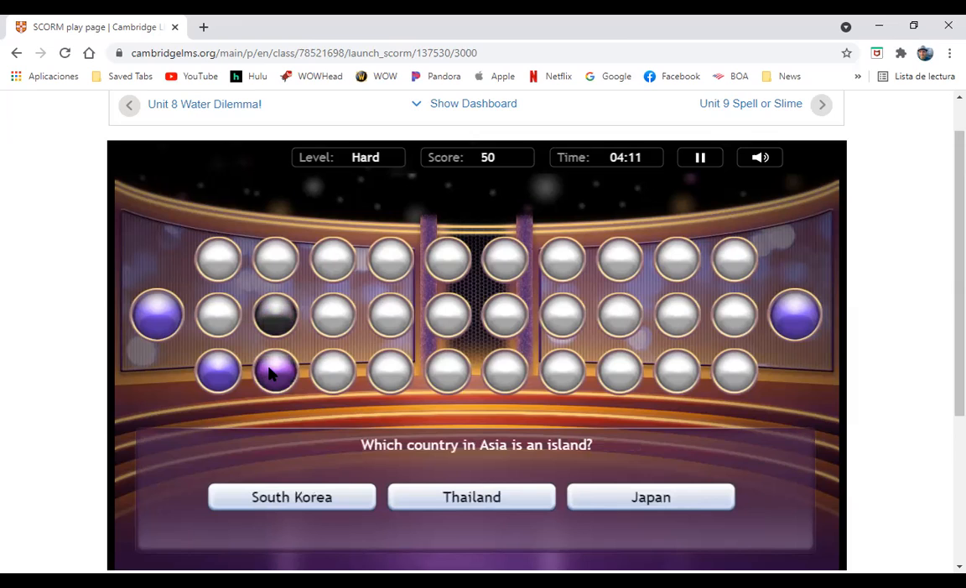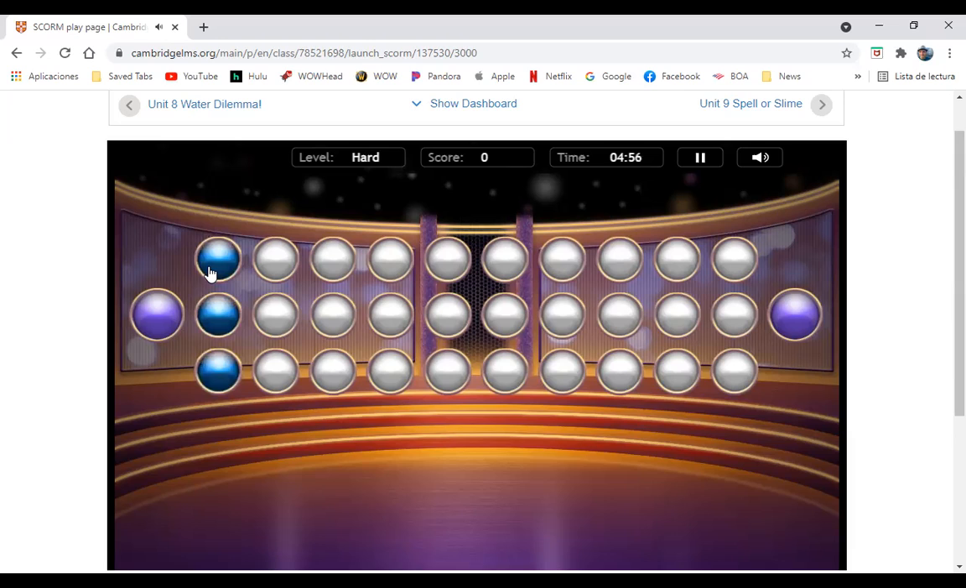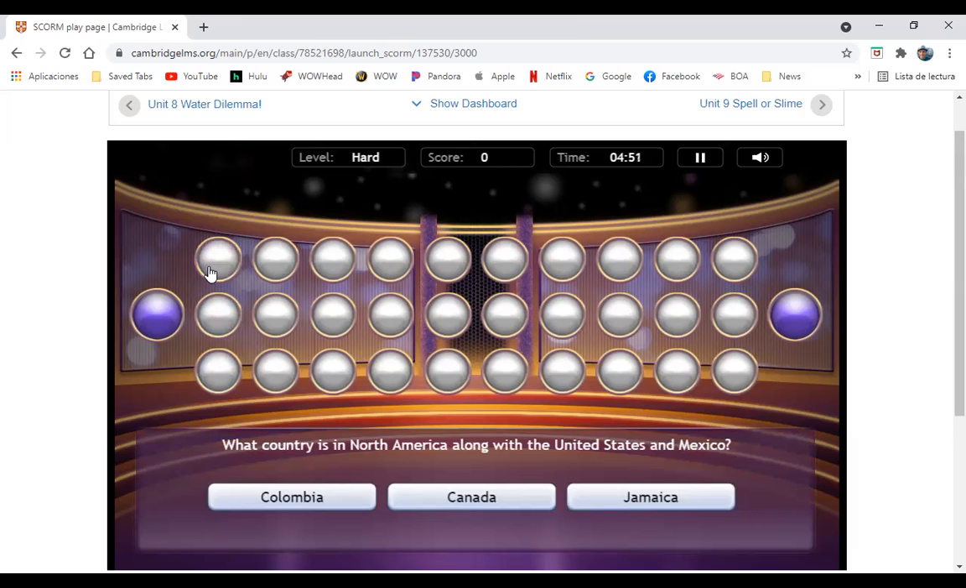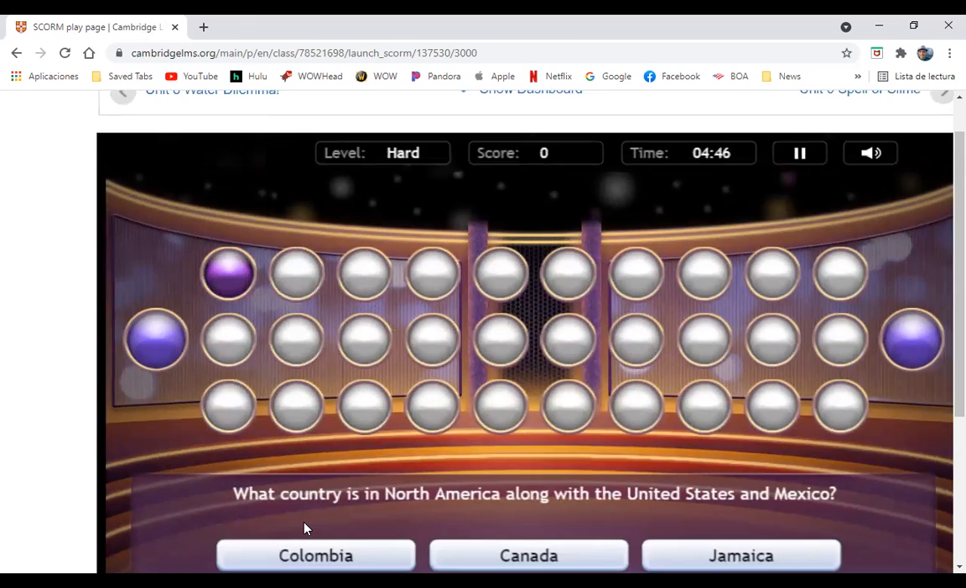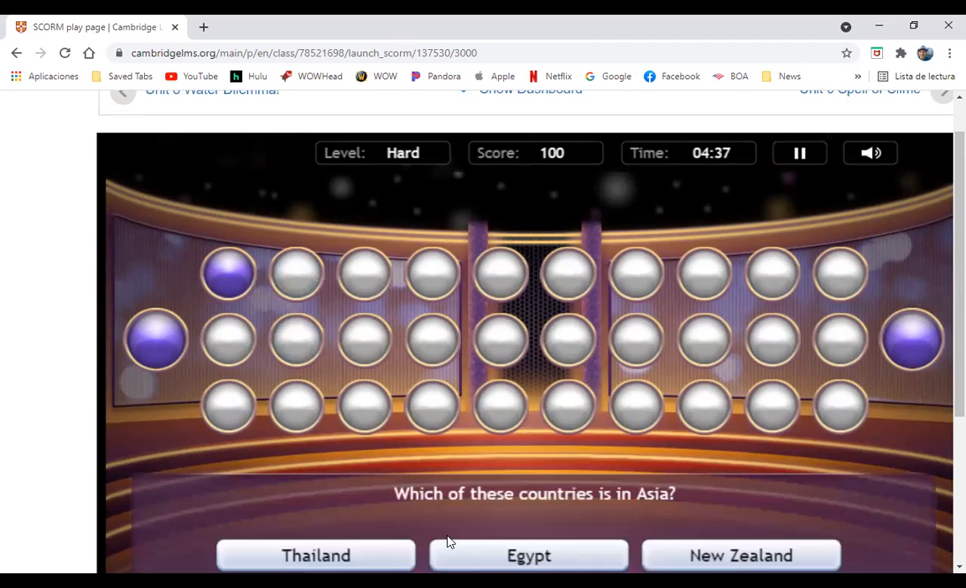Which country in Asia is an island? In Asia, Japan? You answered that one. One, two, three. One. Which country in North America, along with the United States and Mexico? Canada. One or two? One. Which of these countries is in Asia? Taiwan. One or two? Two.